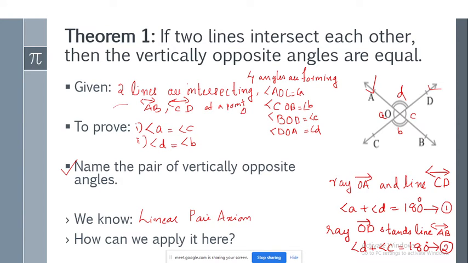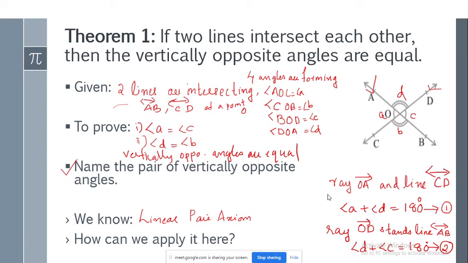O. So that is the given condition, and then four angles were formed. We named those angles: angle AOC as angle A, angle COB as angle B, angle BOD as angle C, angle AOD as angle D. Now we need to prove that angle A is equal to angle C and angle D is equal to angle B. We need to prove that the vertically opposite angles are equal.